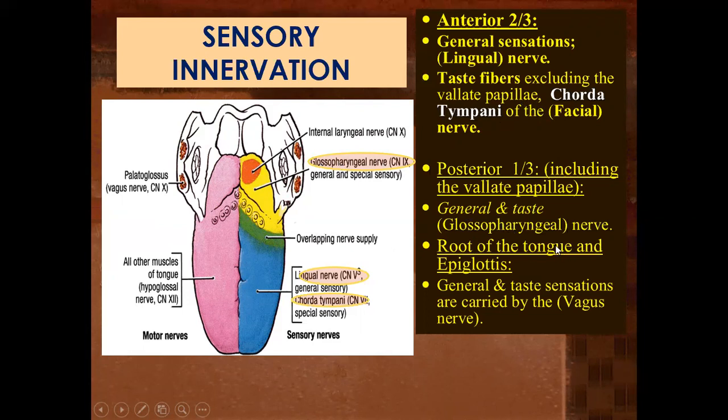Then the root of the tongue and the epiglottis, behind that, the general and taste sensation are carried by the vagus nerve. So this is the sensory nerve supply, the sensory innervation of the tongue.